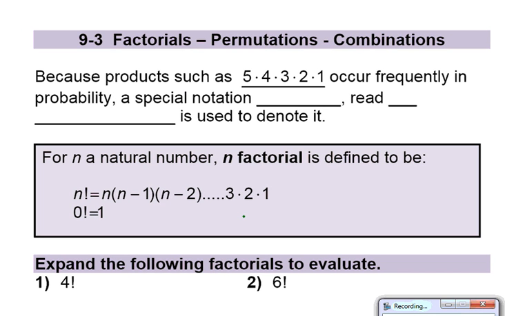You'll remember on our last set of notes when we talked about the fundamental principle of counting, and we worked some problems, we often had to multiply numbers like 5 times 4 times 3, maybe more like 10 times 9 times 8, but you know what I'm talking about. Those kinds of products occur so frequently that they have a special notation, and that's 5 with an exclamation mark after it. And it's read 5 factorial.